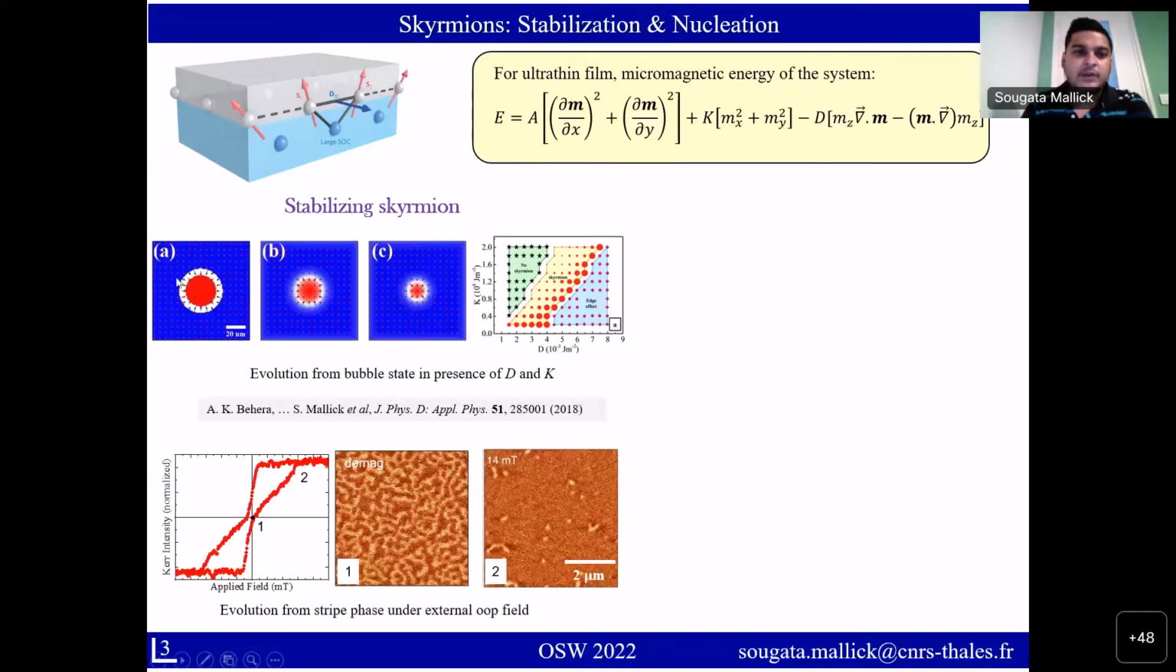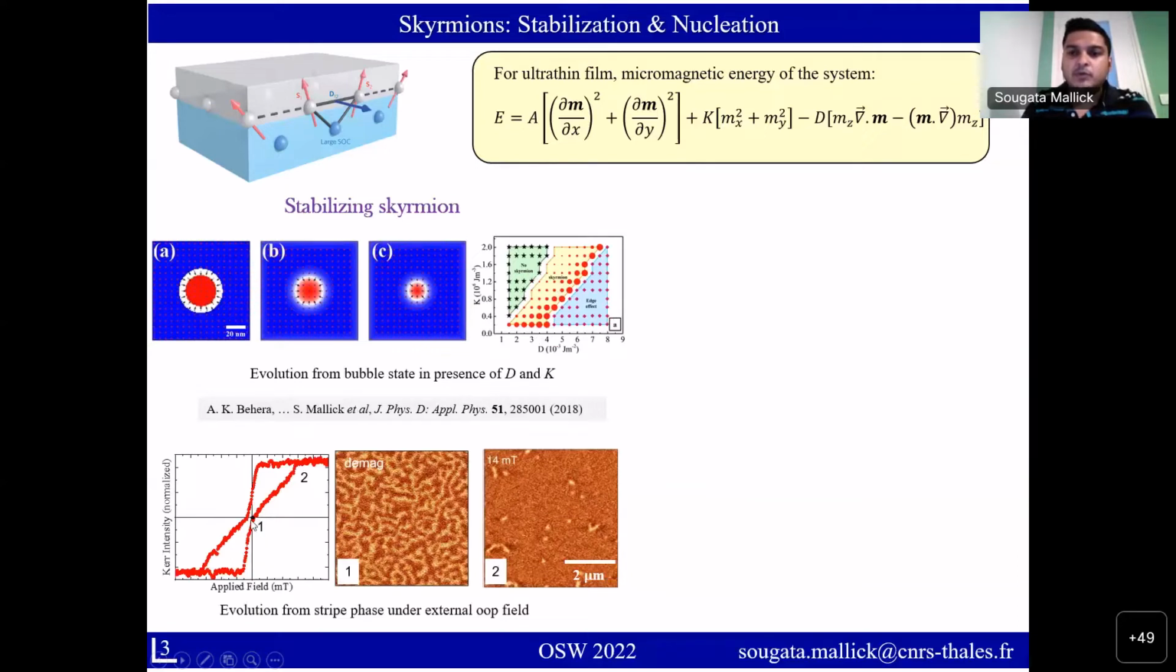And how can you do this? If you start from a bubble domain state, you put a certain value of Dzyaloshinskii-Moriya parameter and anisotropy, and then you see that over a certain range of D and K, you can stabilize skyrmions, and also you can have some states where the skyrmion stabilization is not possible.